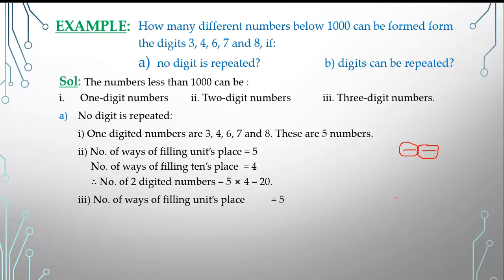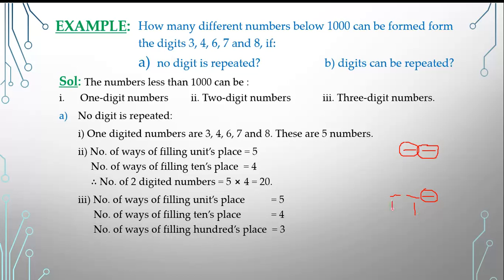If we want to make the 3 digit number, we have 3 places to fill the digits. For the unit place, how many possibilities do we have to fill the digit? 5. And for the 10th place, how many ways do we have? Because one digit has been used here, how many numbers remain? Out of which we have to choose 4. And for the 100th place, we have 3 digit options. So the total number of ways is 5 multiply 4 multiply 3. This is 60 ways to make the 3 digit number.